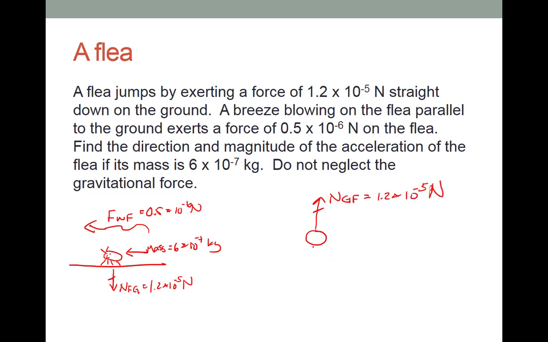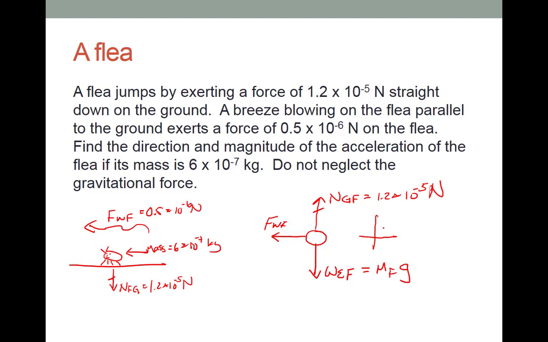We are told do not ignore weight, or gravity. So there we go. This is going to be the flea's mass multiplied by the acceleration due to gravity, and we will calculate that shortly. And lastly, we have the force from the wind on the flea. I don't have enough room here to rewrite how big that is, so I'm going to leave the number off. I have my free body diagram.